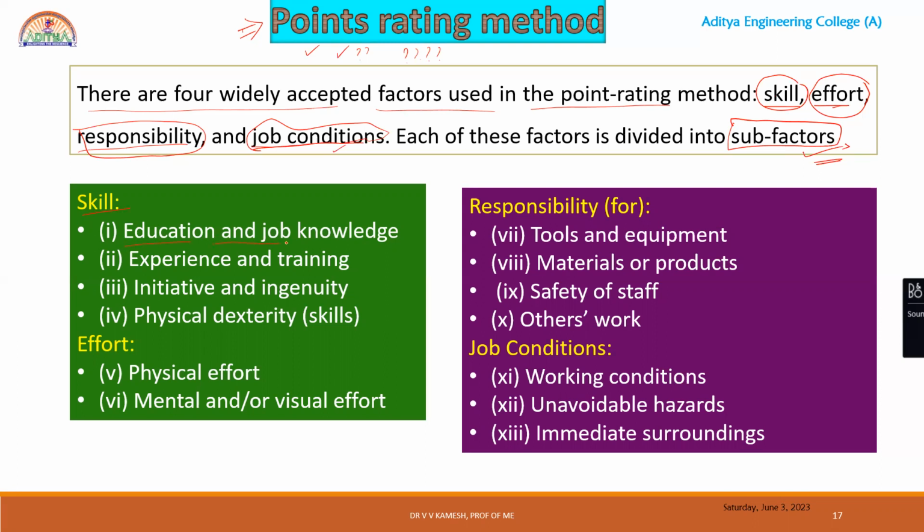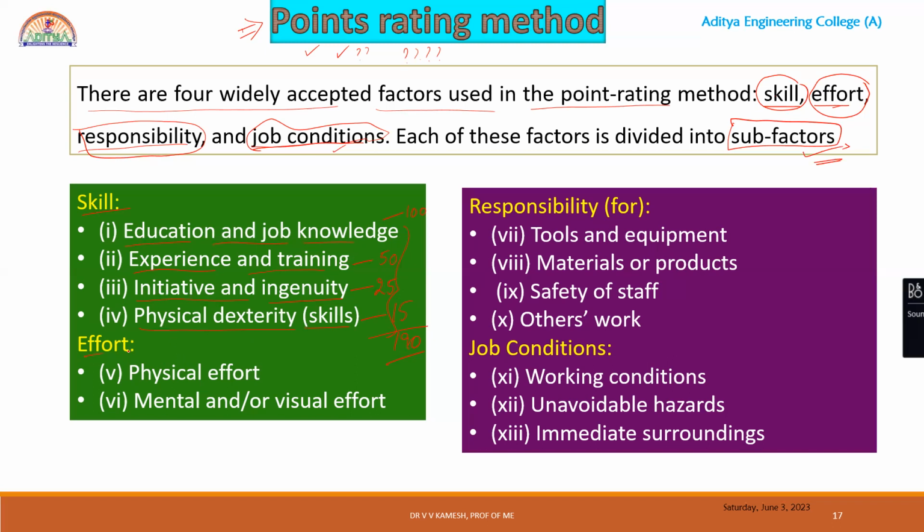As an example, you can see the skill. What type of skill? Education and job knowledge, experience and training, initiative and ingenuity, physical dexterity skills. These are the different sub-factors. How much is required for your particular job? Give some points. For this I am giving 100 points, for this 50 points, for this 25 points, for this 15 points. So the total is 190. Skill required is a maximum of 190 points, right?